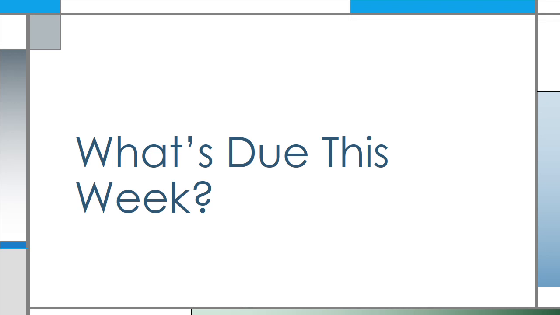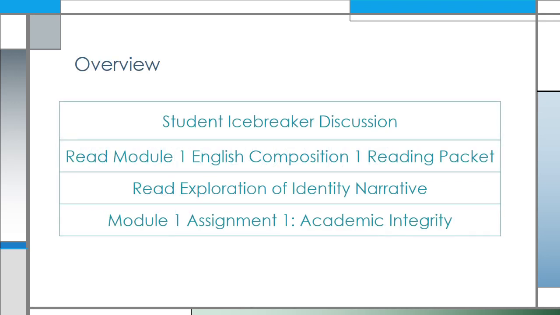This video will talk about what's due this week in English 121. Let's start with an overview. This week you'll have 4 major tasks to get through. The first will be the student icebreaker discussion, and since your initial post is due fairly early on, I suggest that you go there first.